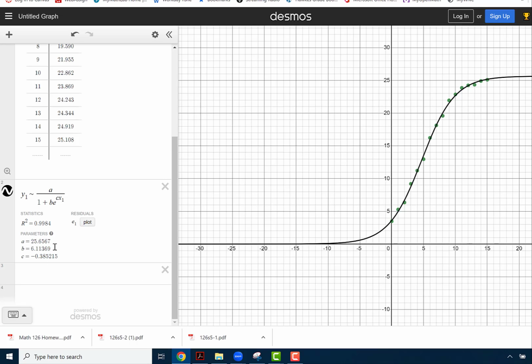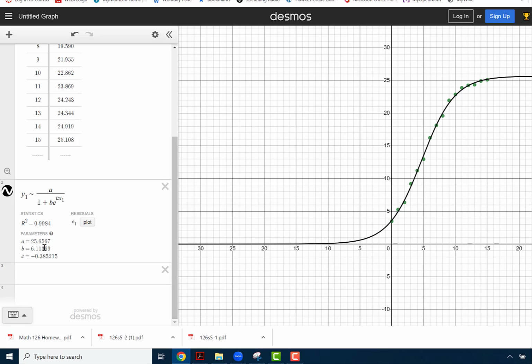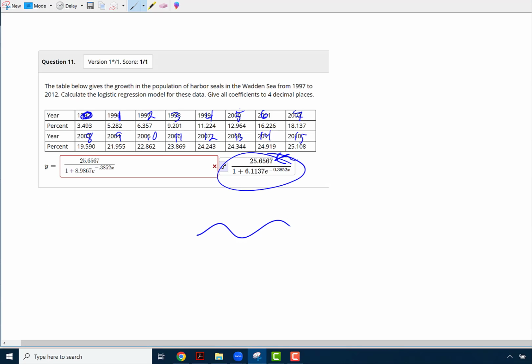So A is 25.6567, and that corresponds back with 25.6567 right up here. And then if I look at, I'm losing my place here, B, the coefficient for the e, is going to be 6.11369, by the way. That's the constant in front of e to the C x1. So 6.11369. If I go back over here, 6.1137 is where they rounded it.